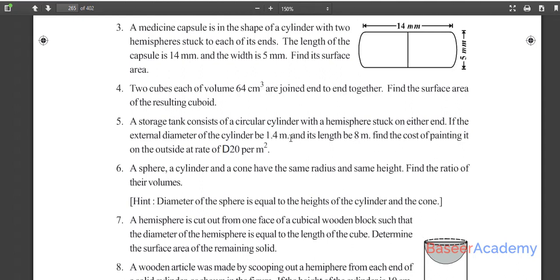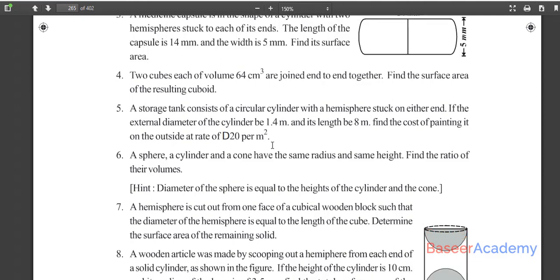You have the diameter, which is 1.4. From the diameter you can find out the radius, which should be 1.4 by 2, so it should be 0.7 meter. And you just have to find out the CSA of both the hemispheres, find out the CSA of the cylinder, add them up. Whatever surface area you get, multiply that with 20. You will get the cost of painting the complete storage tank. So this you can do on your own. I just gave you a hint.